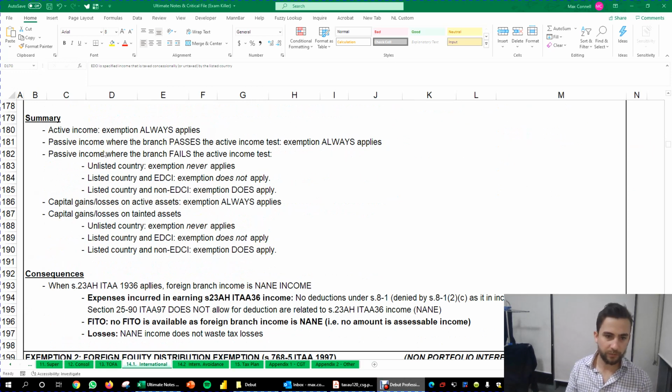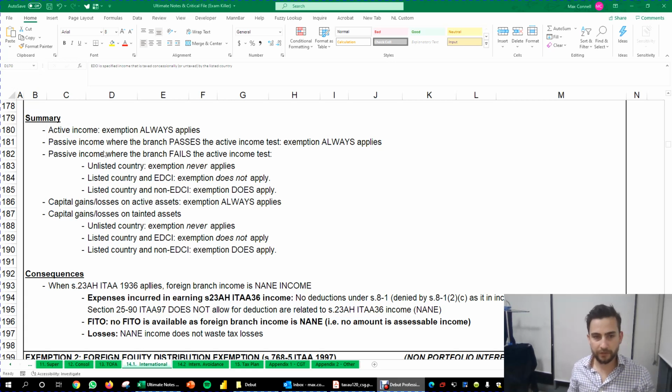To summarize what we just talked about with the first exemption: active income, i.e. managed from a business, there's always an exemption where it's coming from a branch back to an Australian resident. So for passive income, where the branch passes the active income test, exemption will always apply, but passive income where the branch fails the active income test, it depends. If it's an unlisted country, the exemption never applies. If it's a listed country and EDCI, exemption does not apply. And if it's a listed country and non-EDCI, exemption does apply.